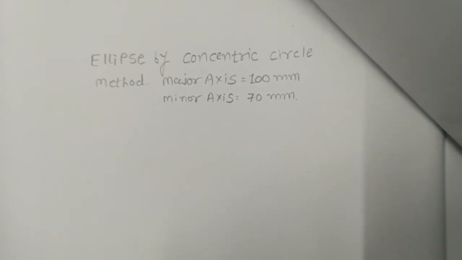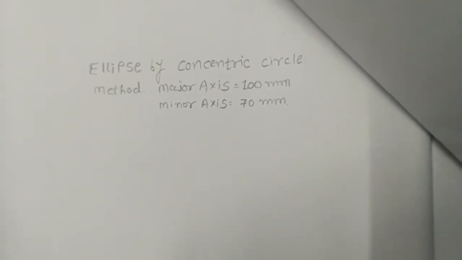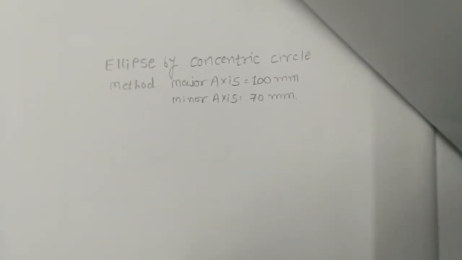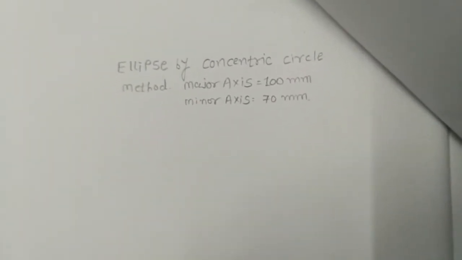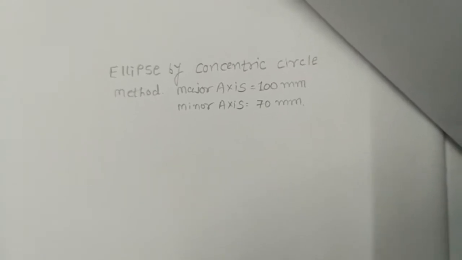Hello students, today we are going to draw an ellipse by using the concentric circle method. Here the major axis is equal to 100 mm and the minor axis is equal to 70 mm. Now let me start the drawing.